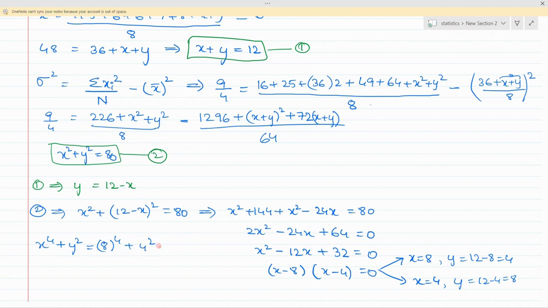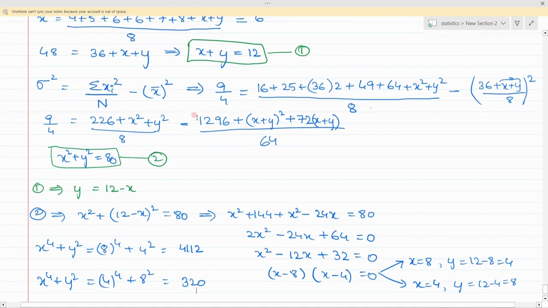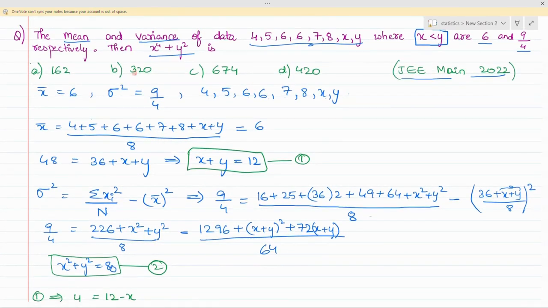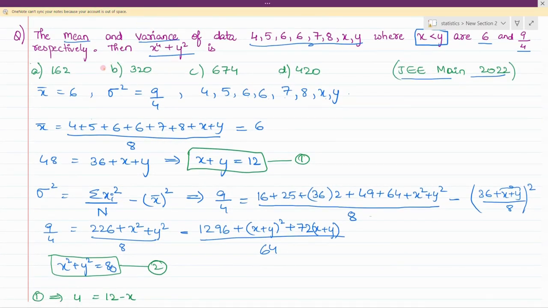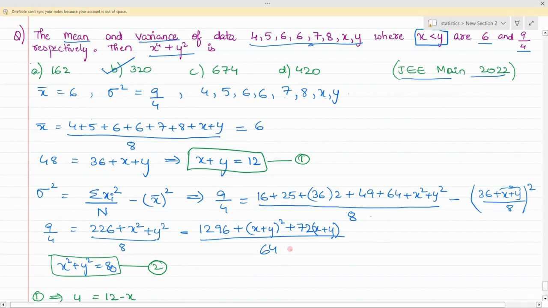So which is nothing but 4112. If we use the second case, that is x is 4 and y is 8, we get the value as 320. So let's see the option, which one is correct. So we have 320 as the option, so option B is the required answer to this question.